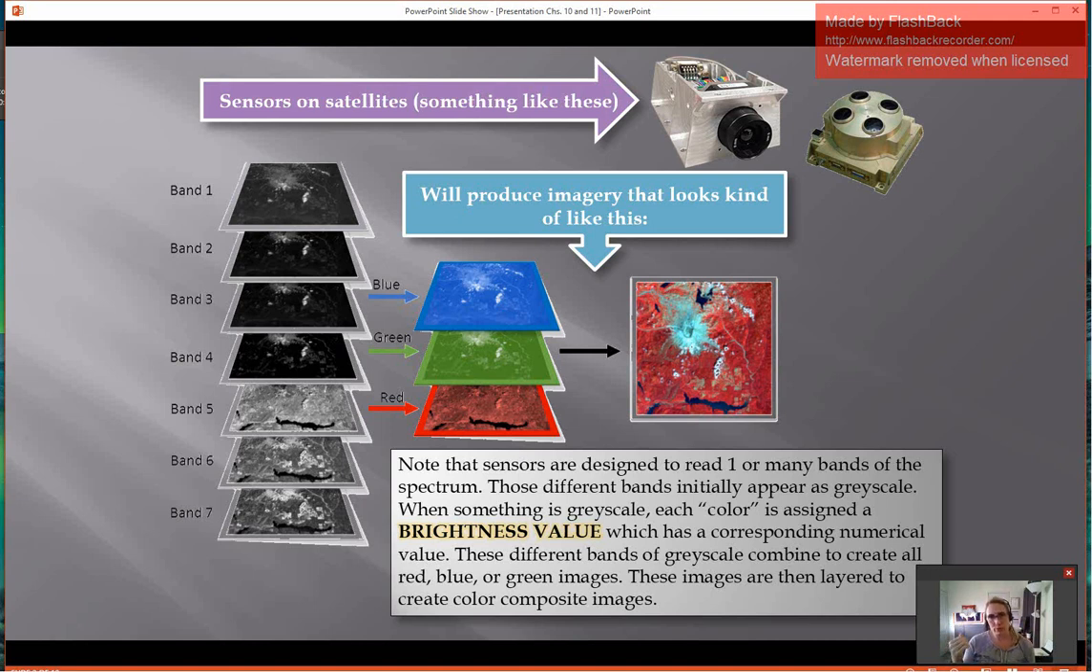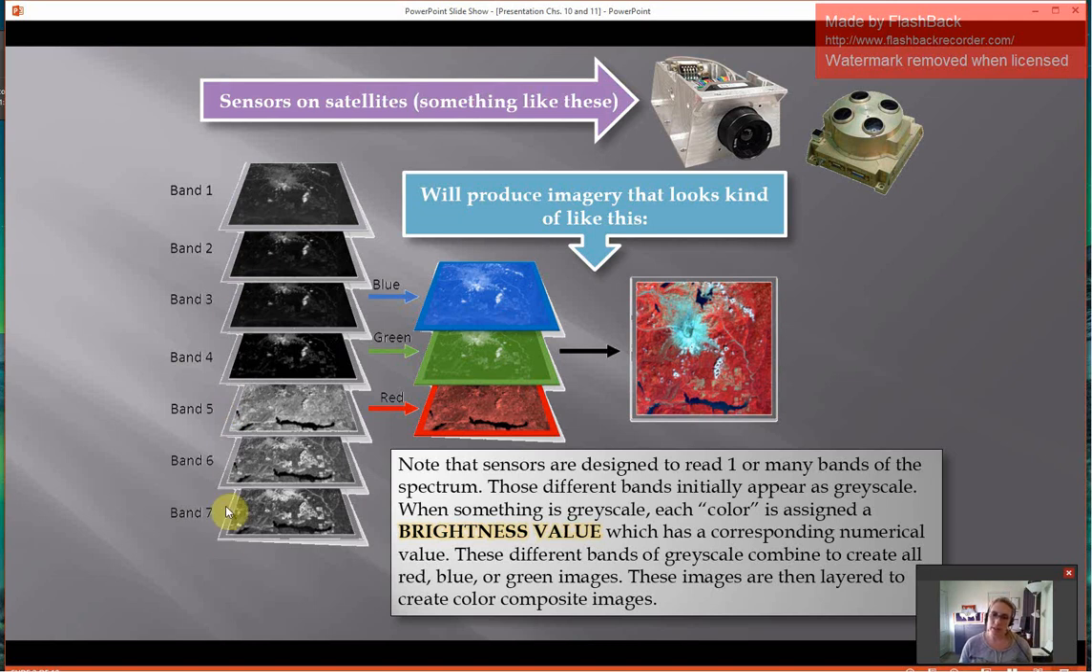Those sensors absorb the light that gets reflected off whatever surface is being examined on the Earth, and that takes light in through these various bands over here. Usually we're dealing with 8 bands. In this example, we see 7. Sensors are designed to read one or many bands of the spectrum. That's either panchromatic or multispectral imagery, which we'll get into a little bit later.